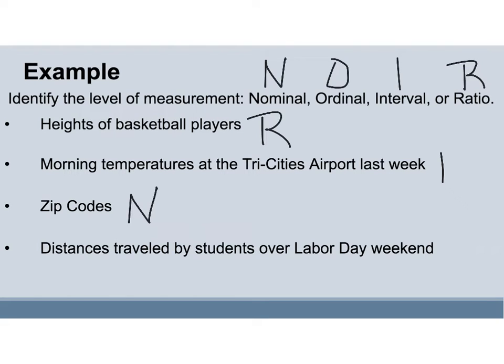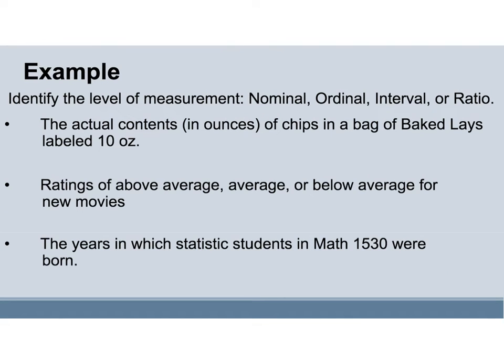Distances traveled by students over Labor Day weekend. Well, distances is quantitative data, and it's not temperatures or years, so it's ratio. The actual contents in ounces of chips in a bag of baked Lay's labeled 10 ounces. Well, we're talking about the ounces of chips, which is a quantitative measurement. So that's ratio.